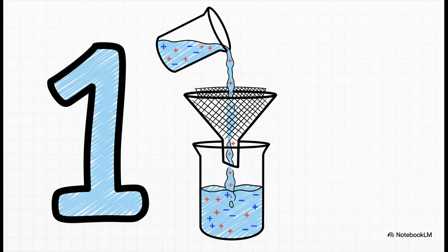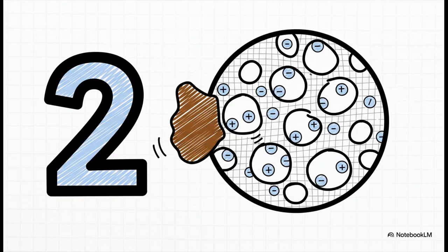The mark scheme is pretty flexible here. You could also say they aren't trapped or removed. And here's the second mark, the all-important why. Why do they pass through? Well, it's because they are dissolved in the water. They're in solution. The mark scheme also lets you say they're just too small to be caught. The point is, you have to connect the what, they pass through, with the why, because they're dissolved. You need both for the full 2 marks.